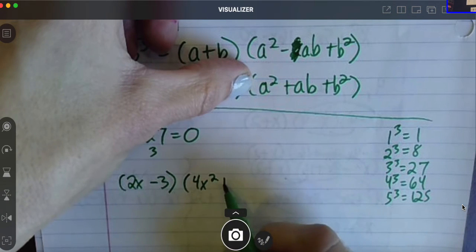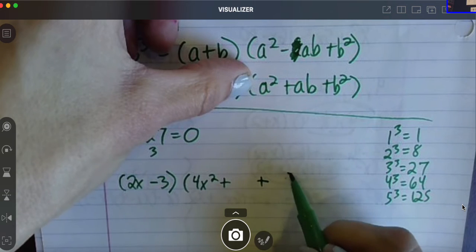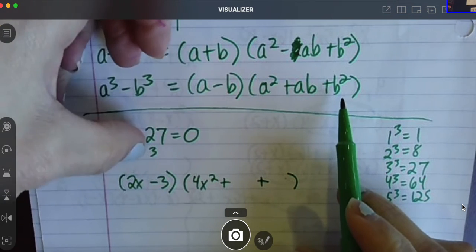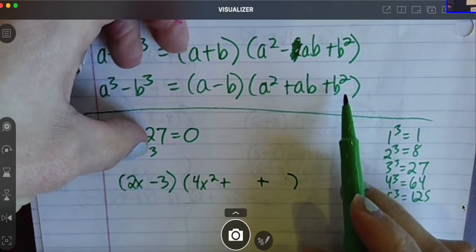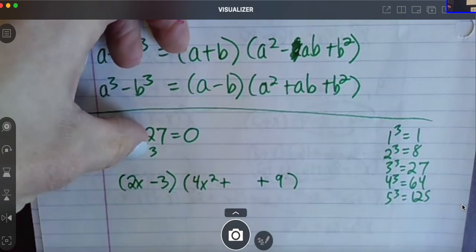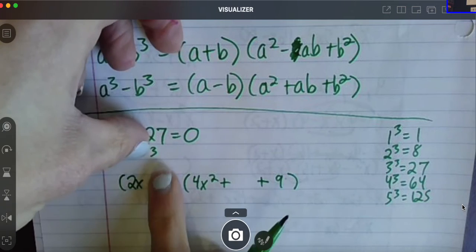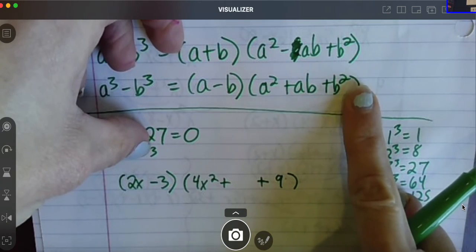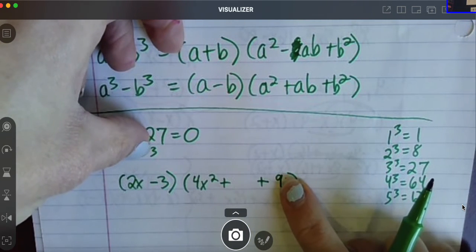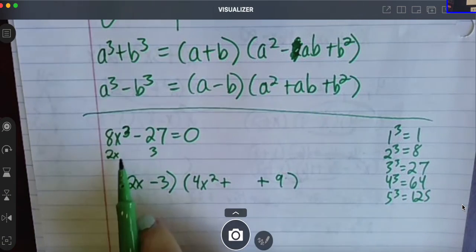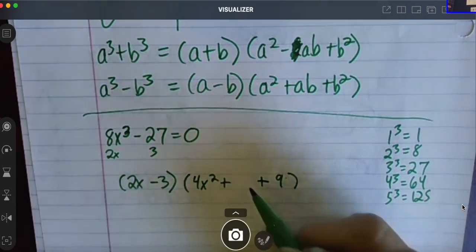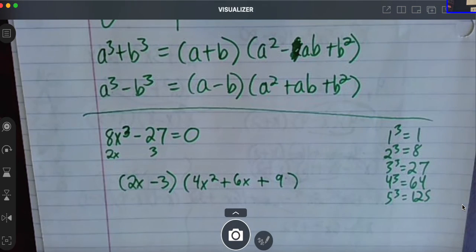Then I always like to do the last one next. I'm going to take my other term, which was 3, and square it. What was 3 squared? 27? No, that was 3 to the third power. But now we just square the 3 using our formula, and it's 9. Then the last thing I do is take those 2 terms and multiply them. What's 2x times 3? 6x.